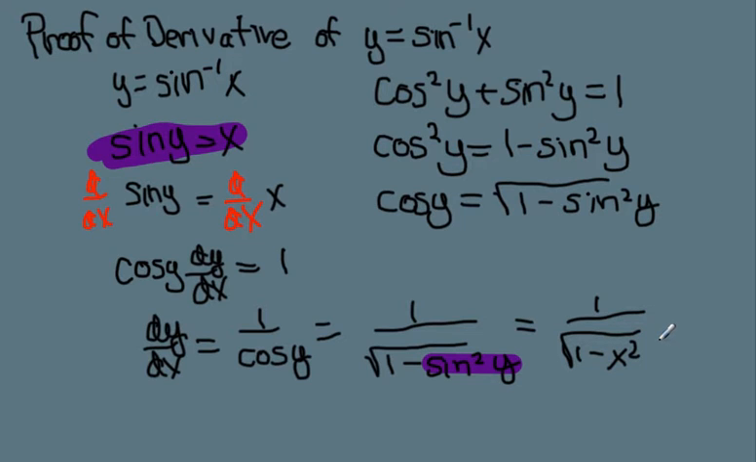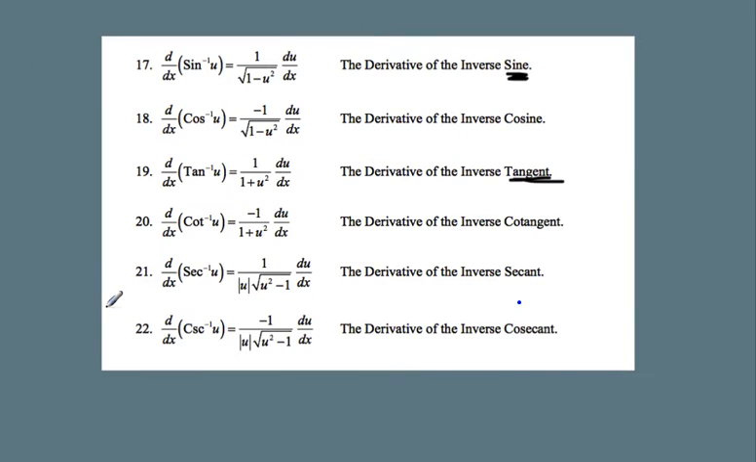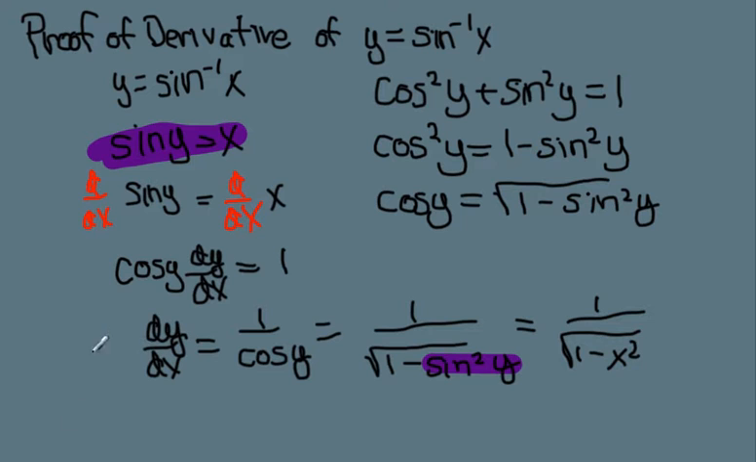Now, if we go back to our formula sheet, here's what we got: 1 over the square root of 1 minus u squared. The chain rule works here, so u can be a function, a composition of functions. Our proof was just for x, but it can be a function within a function. So that is where the derivative comes from.